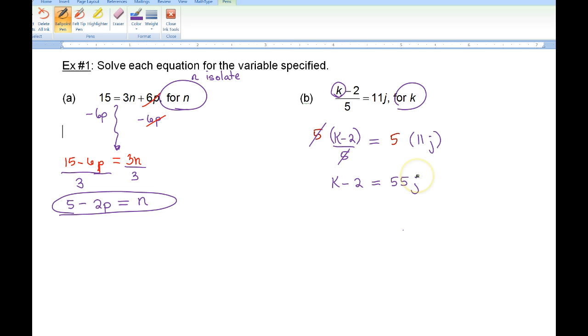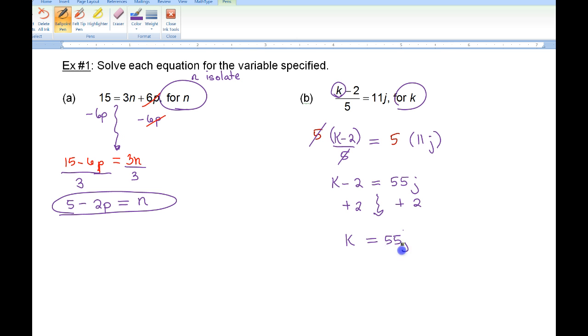Now, remember, I'm trying to isolate k, so the next step is going to be plus 2. Whatever I have, there's my equal sign, so I've got to add 2 on the right side also. Can you actually add those? No. So k equals 55j plus 2.